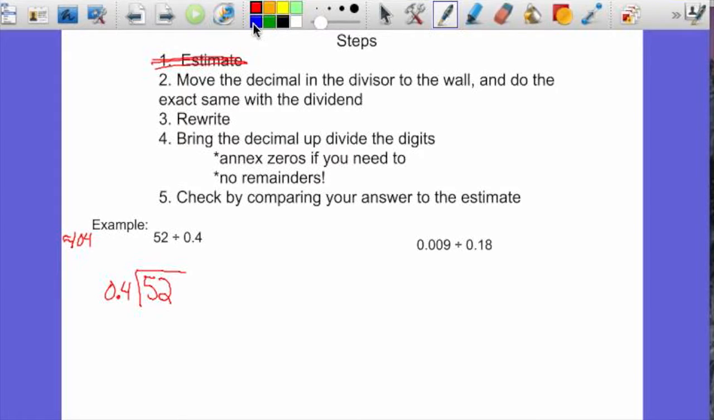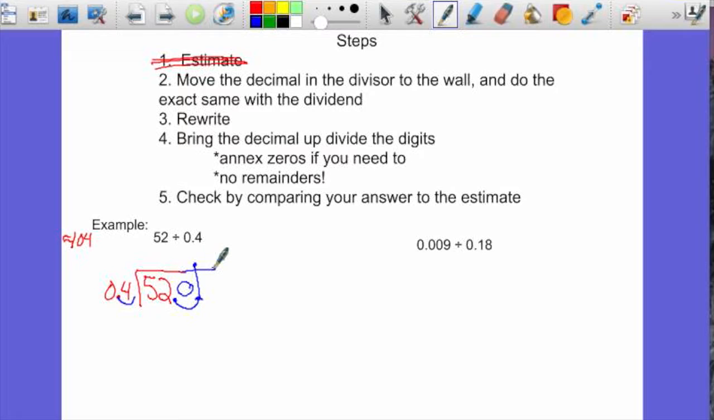Again, I'm going to move my decimal to the wall, which is multiplying by 10. And over here, I don't have a decimal, at least not that I can see. Remember, your decimal's at the end, and you need to move it over 1, even though you don't see it, and annex that 0, and then you can bring it straight up to your line. So you have to do a little extending there.